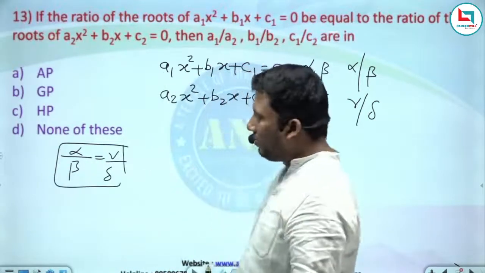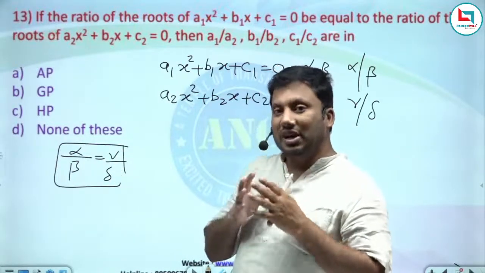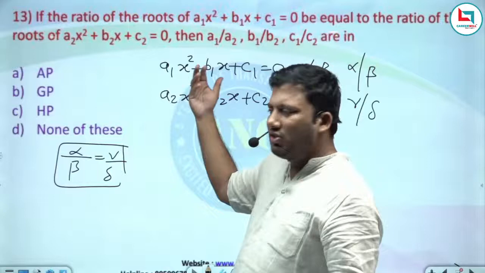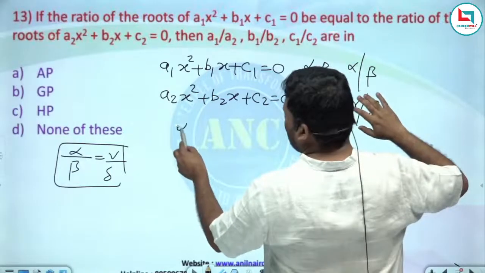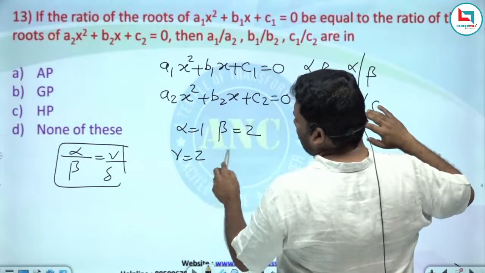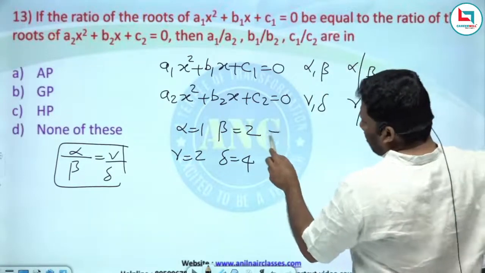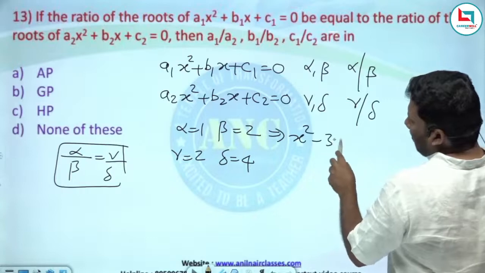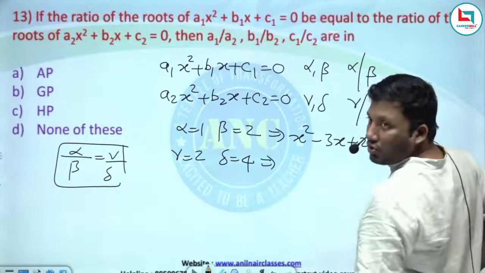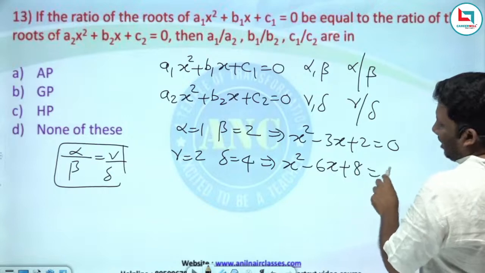Question contains variables. Whenever you get any question based on progressions, asking whether it is in AP, GP, HP, just substitute the values. The best thing is alpha is 1, beta is 2, gamma is 2, delta is 4. Alpha is 1, beta is 2, so this equation will become x square minus 3x plus 2 equivalent to 0. Gamma is 2, delta is 4: x square minus 6x plus 8 equivalent to 0.